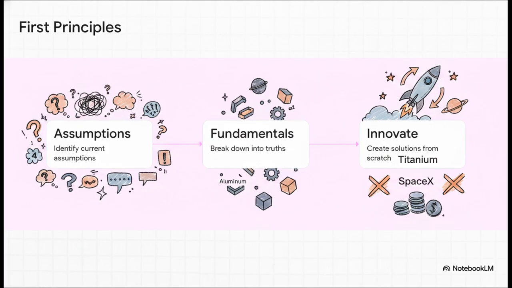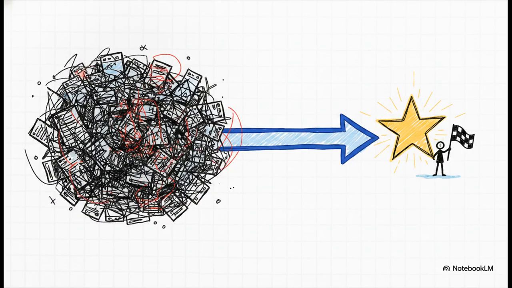This is exactly, and I mean exactly, how SpaceX challenged the age-old assumption that rockets just had to be astronomically expensive. By breaking everything down to the raw materials, things like aluminum and titanium, they realized, wait a minute, we can build reusable rockets much cheaper in-house. It was an absolute game changer. But hey, you don't have to be building rockets to use this. You can apply it every single day.